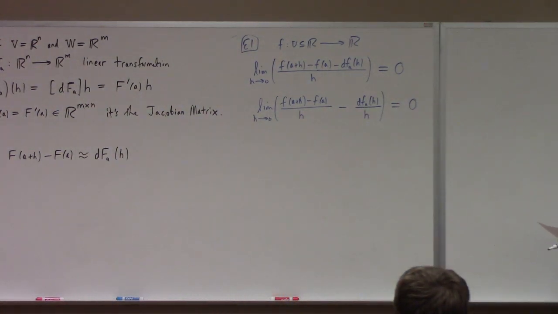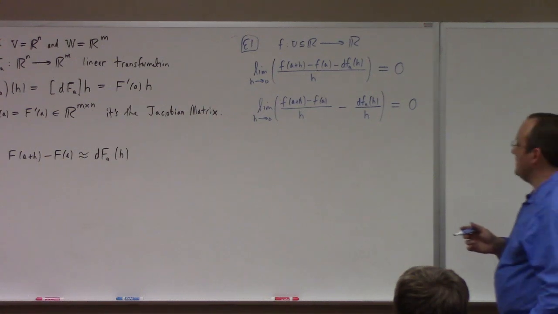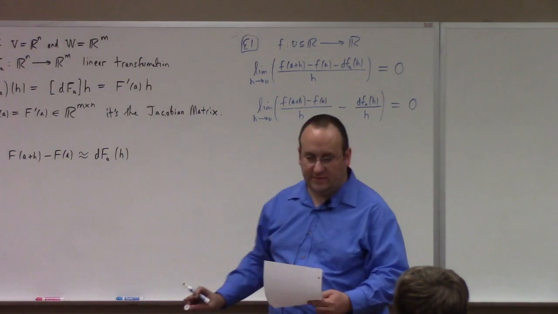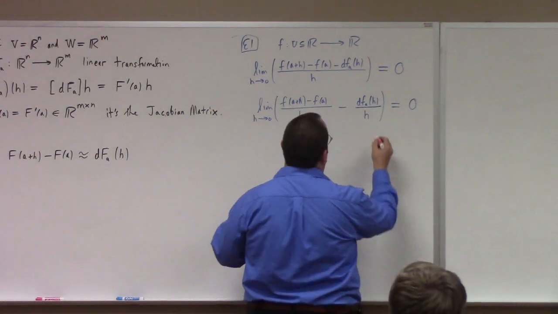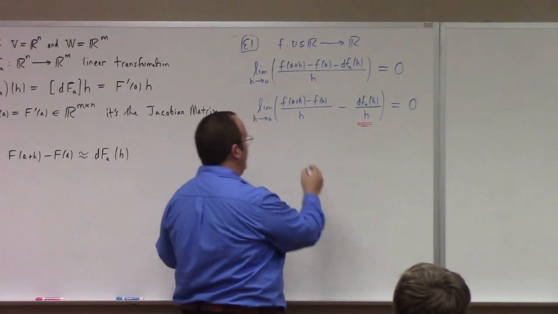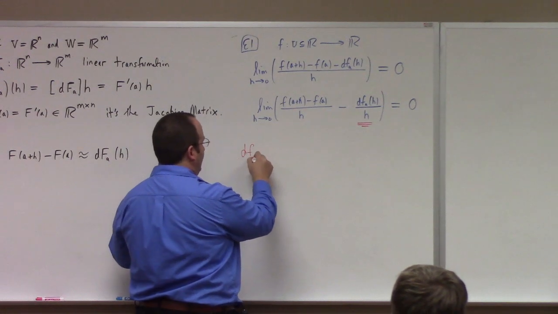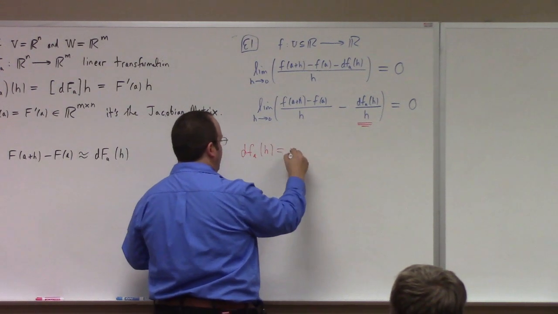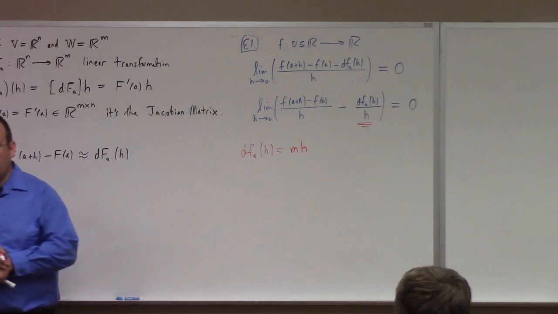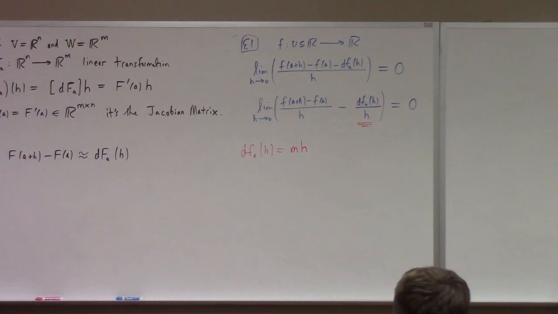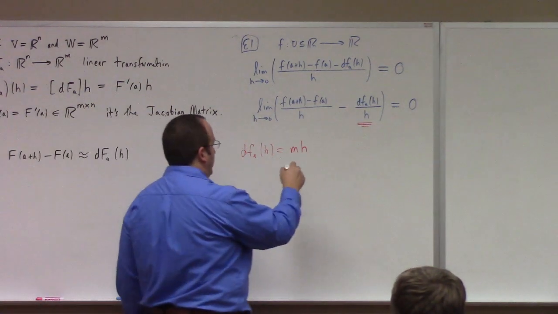Right. Now, let's focus on the right-hand term there. Oh, right, dfa is linear. What's that mean? dfa of h has to equal m times h, right? Because we're talking about a linear transformation from R to R, which is just multiplication by a number, right? A 1 by 1 matrix.